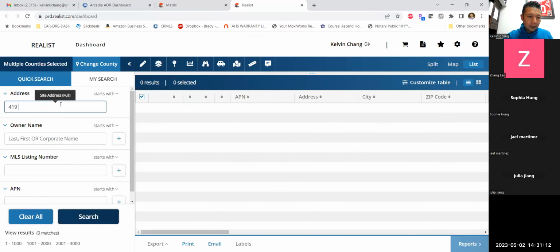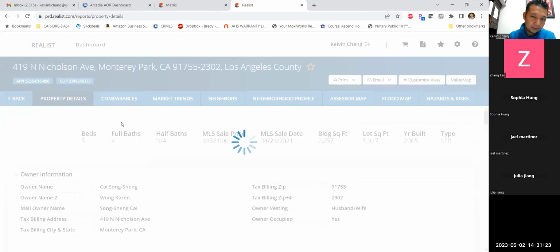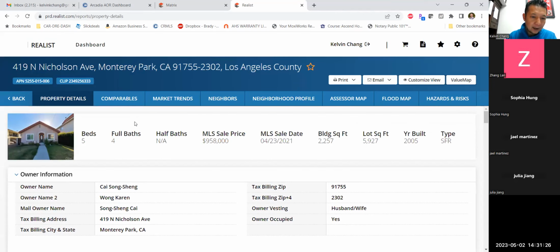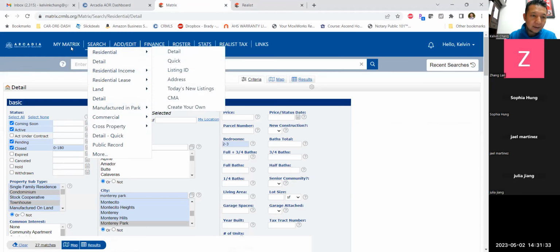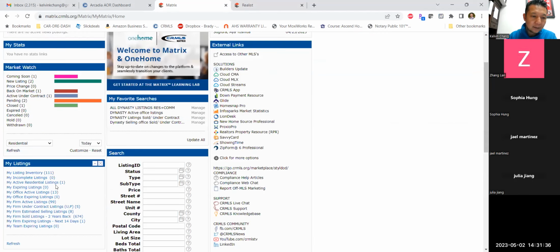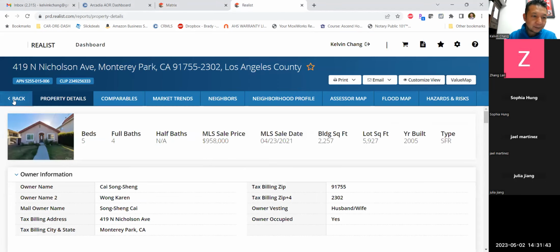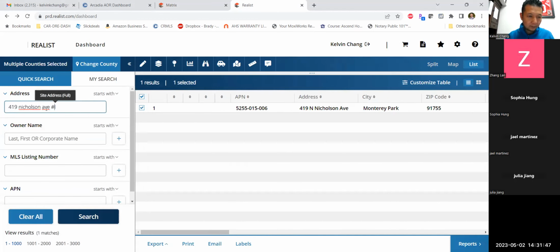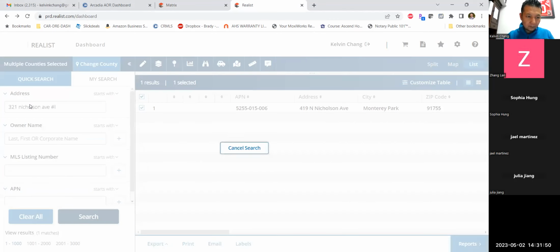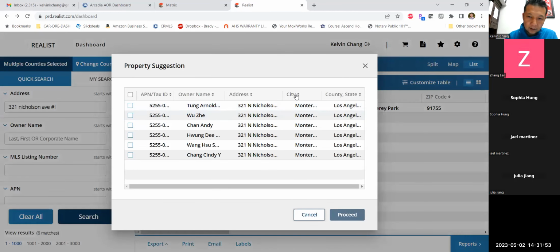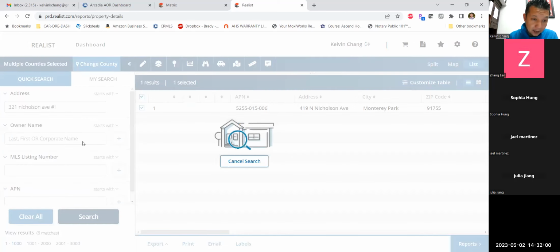The address is 419 Nicholson Ave, unit number L. Okay. No, not 419. It's 319. Let me see here. 321. 321. So there's a bunch of 321s. I just know it's this one right here because this is a condominium.